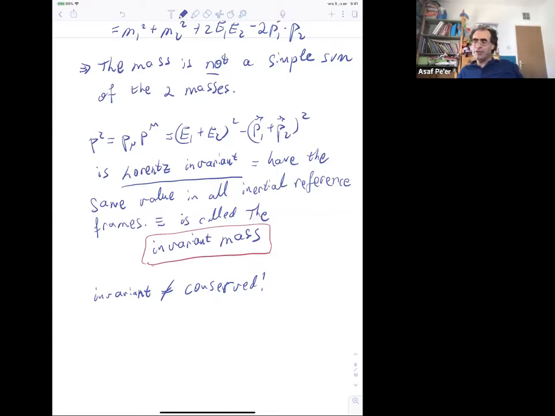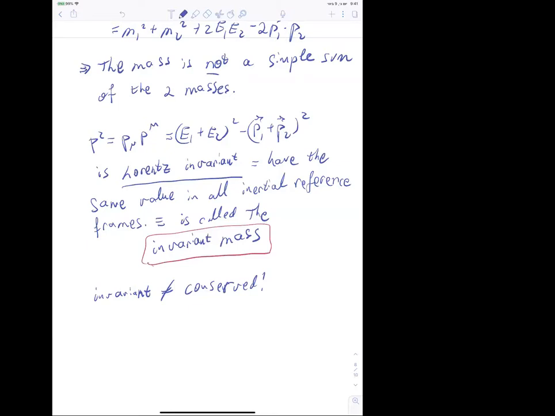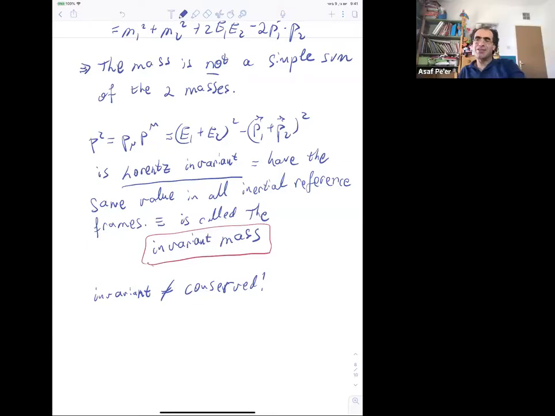By the way, I asked you to read Griffith's chapter 1. Did you read it? Okay, you don't have to answer. I think most of us did. They show some really nice old experiments of bubble chambers where you actually can see the decay of your particles.